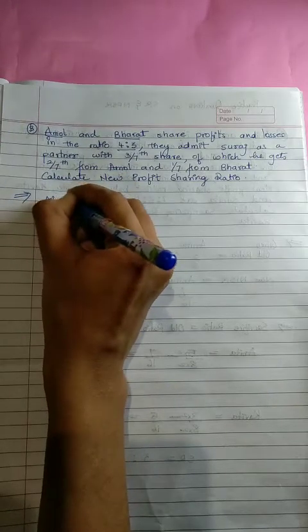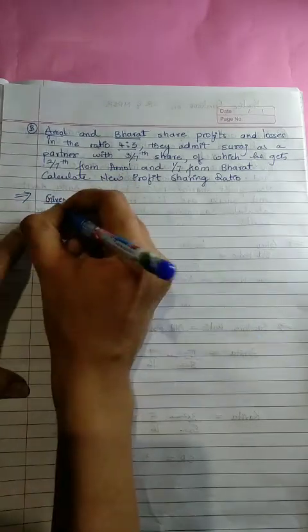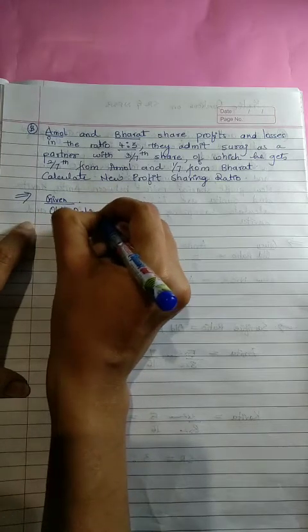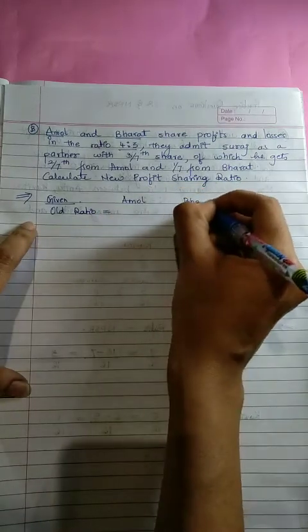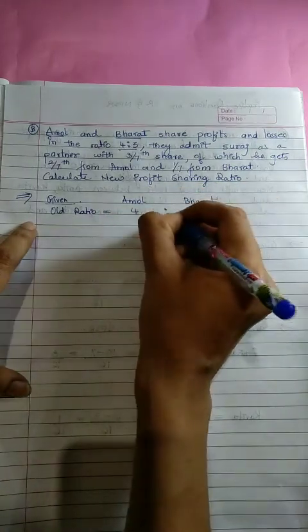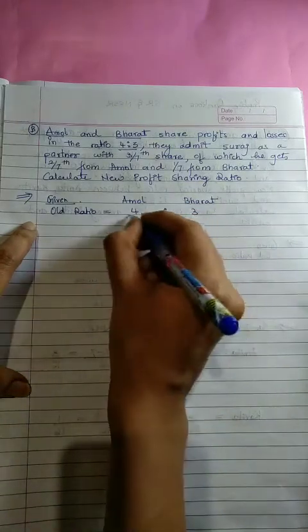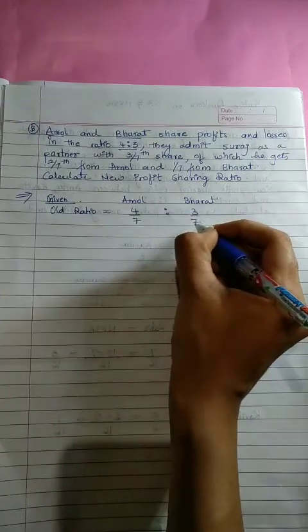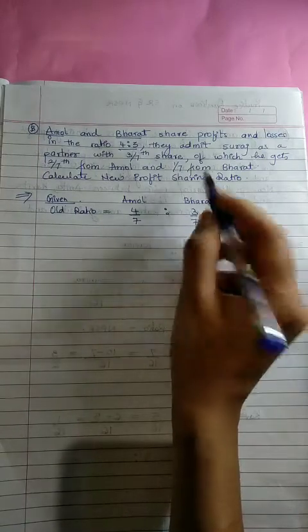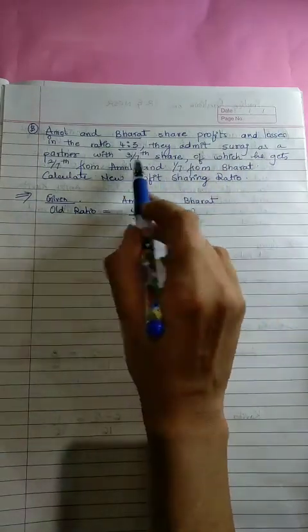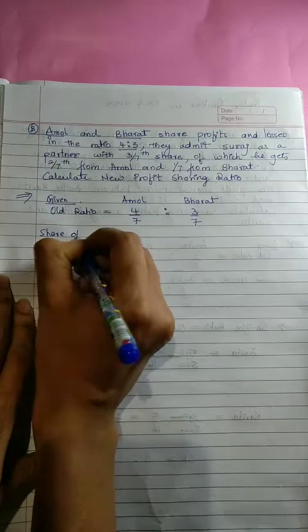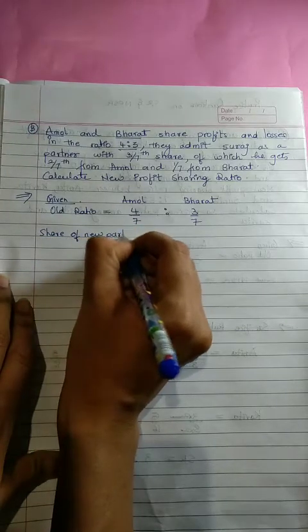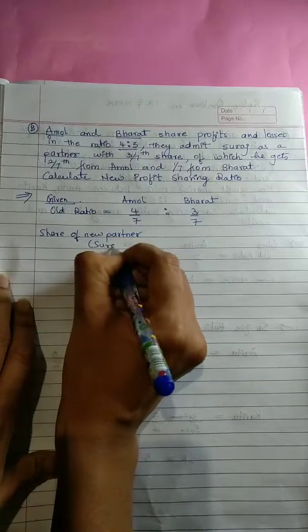So we will write first what is given to us in the question. What details are given to us? The old ratio is given. Old ratio of old partners, that is Amol and Bharat, 4 is to 3. 4 plus 3, 7. So 4 upon 7 and 3 upon 7. What else is given? They admit Suraj as a partner with 3 upon 7 share. So that means the share of the new partner is given. The new partner here is Suraj.